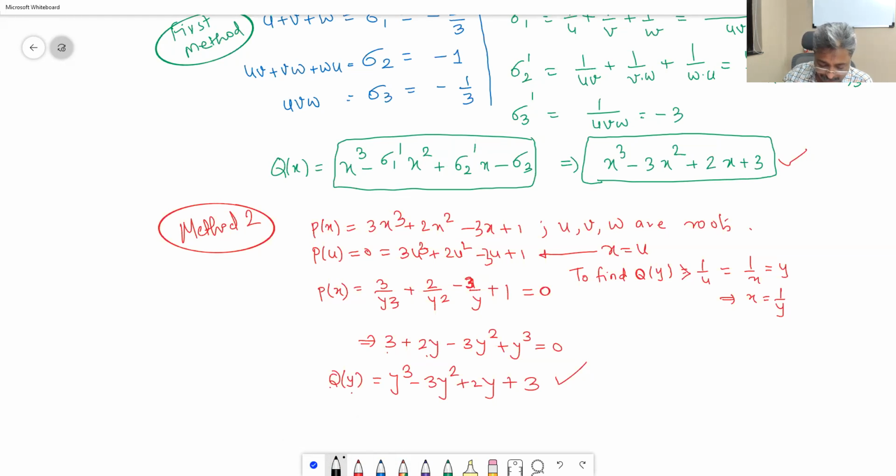Next problem, p of x. Let me have the same p of x. It has u, v, w as roots. Find the polynomial q of x whose roots are 2u, 2v, 2w.